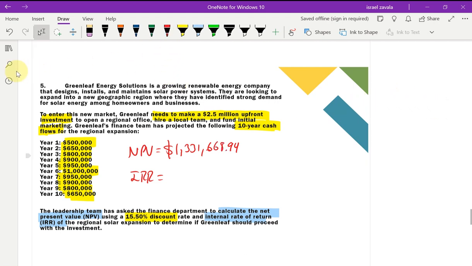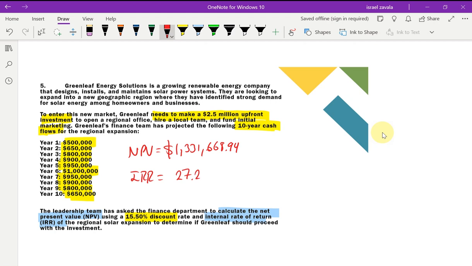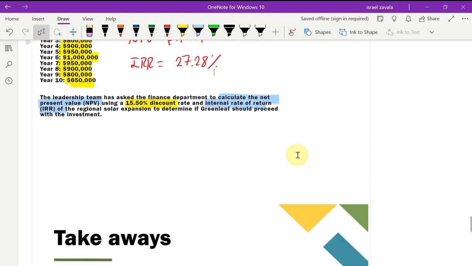All right, now let's go to our internal rate of return. We're going to compute 27.28%. Always remember the internal rate of return is a percentage. All right, so that should be it for NPV and IRR.